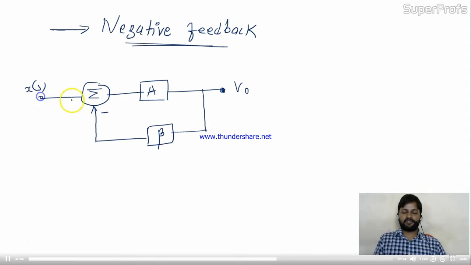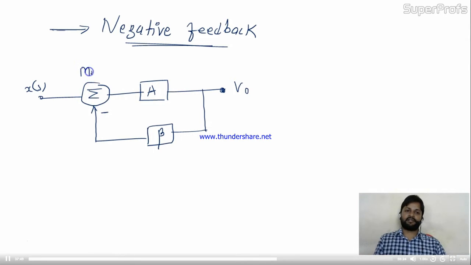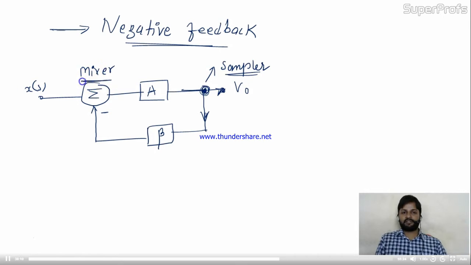So this is the input stage. At the input stage, we mix the signals. So this is the mixer. At the output stage, we sample the signals. So this is the sampler. The output is formed in two forms: one is the feedback signal, and one is the output signal. So at the output stage, we call it the sampler. The input stage, we call the mixer. Is it okay, friends?